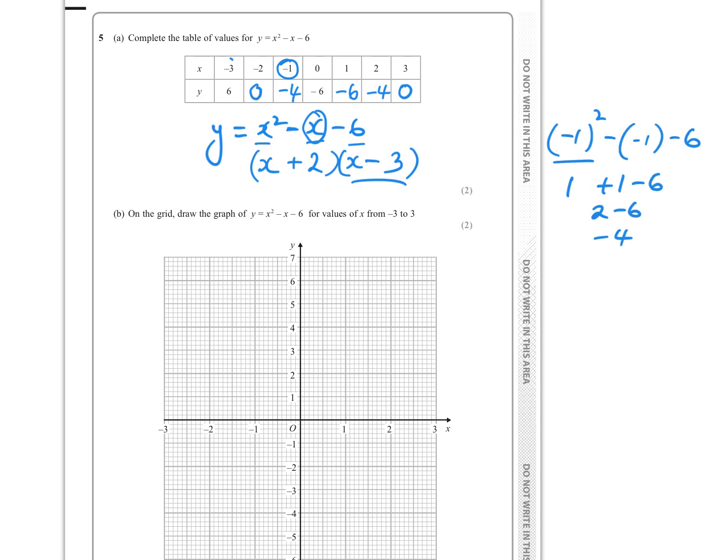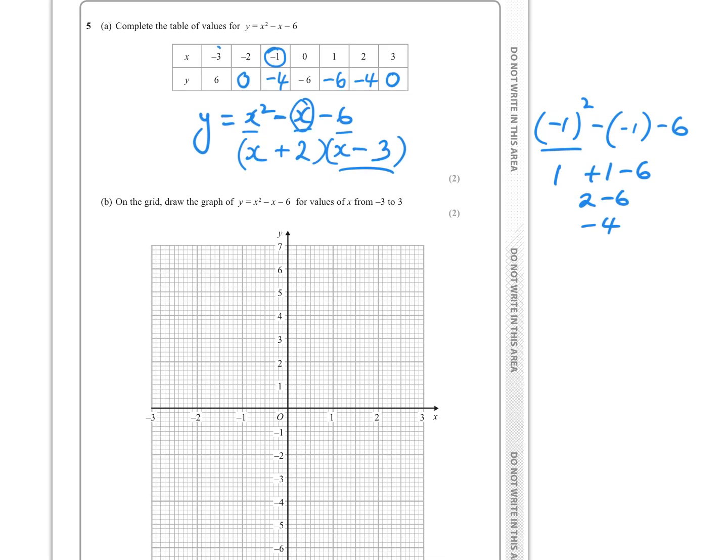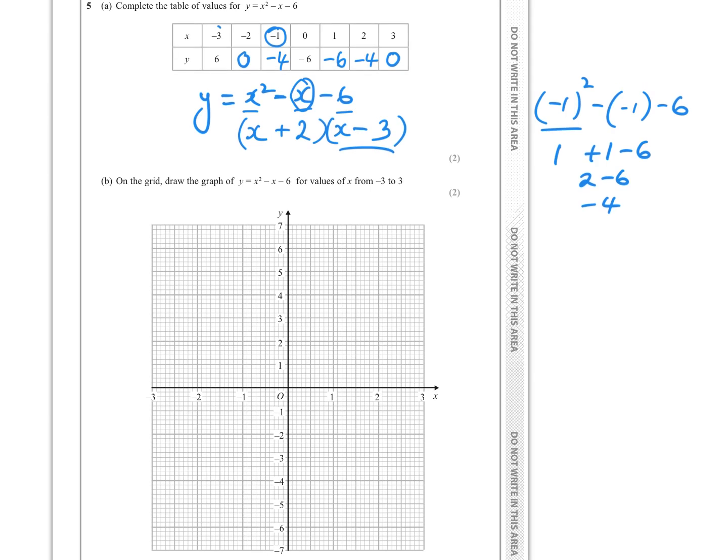Once you've got those numbers, you can then start by plotting them. So let's have a look. So we have negative 3, 6. So that's there. Then we have negative 2, 0. And then negative 1, negative 4. And then 0, negative 6. 1, negative 6. 2, negative 4. And then 3, 0.